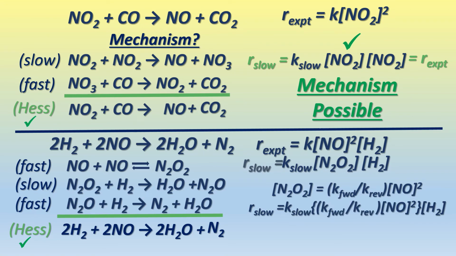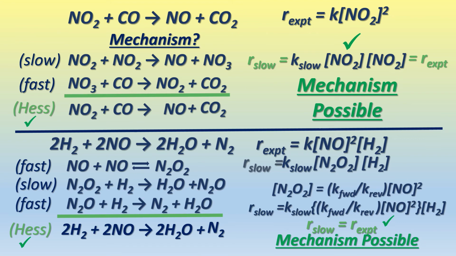and I get the rate of the slow step is equal to K slow over K forward over K reverse. The values of these do not matter. Very simply, a constant times a constant divided by a constant is going to give you another constant, times NO squared times H2. So the rate of the slow step is equal to the rate of the experimental step, and this mechanism is also possible.